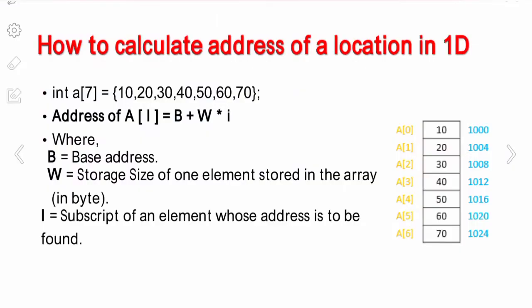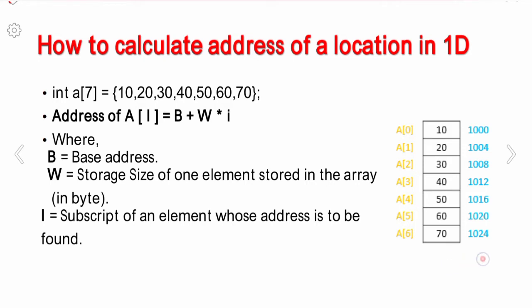So next we will see how to calculate the address of a location in the one-dimensional array. Here I am considering an array with seven locations, that is, the elements are 10 to 70. So here we are taking the array with 7 locations, and the elements are 10, 20, 30, 40 and so on to 70.